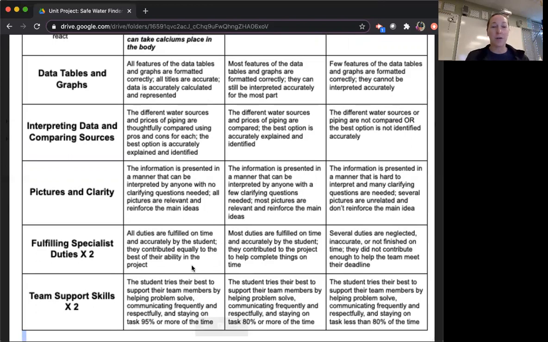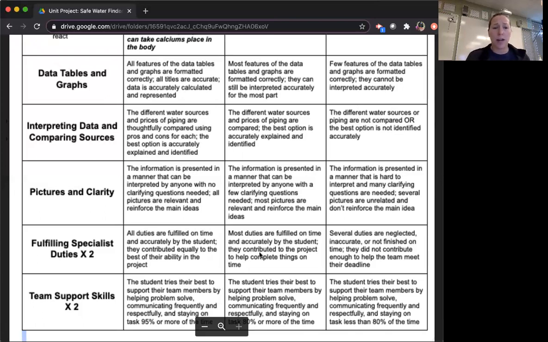The next one is pictures and clarity. The information is presented in a manner that can be interpreted by anyone with no clarifying questions. What that means is all of your slides are very clear. They're very obvious. The language that you use is easy to understand, and the pictures do a really good job of reinforcing your ideas. I strongly recommend using pictures from the lead in the drinking water reading and maybe using arrows to point at different pieces of those pictures so that it can be very clear what you're talking about. Because honestly, most city council members aren't very good at science, which is a shame, but that means that we need to portray the information in a way that they can fully understand.